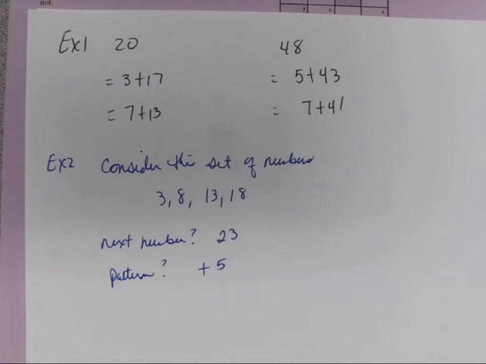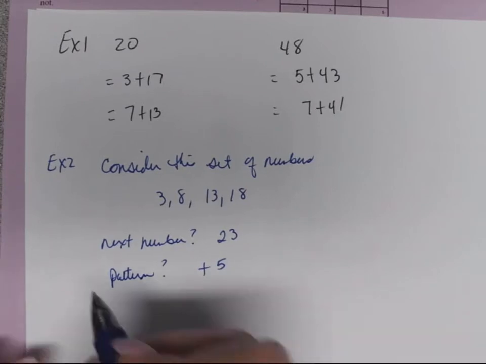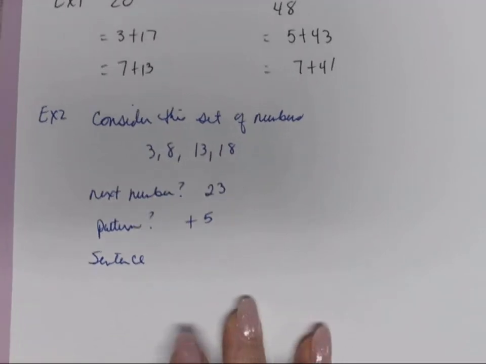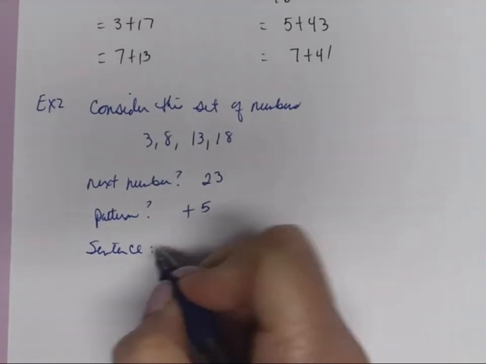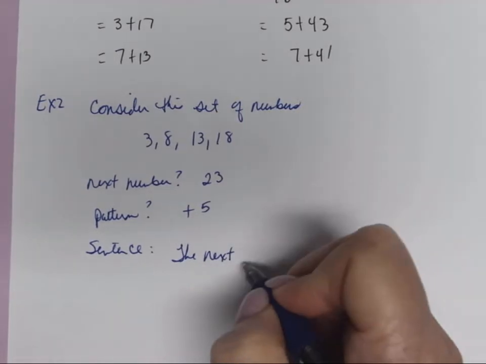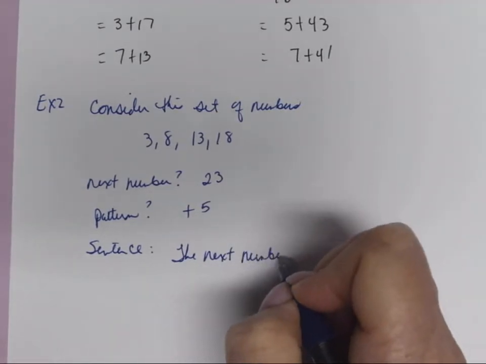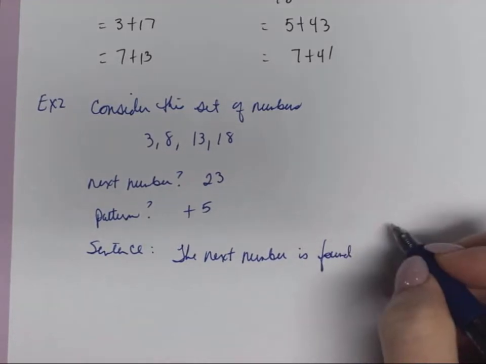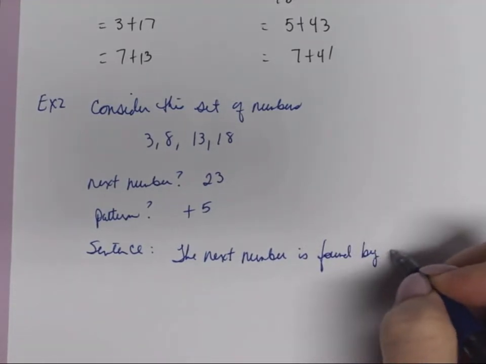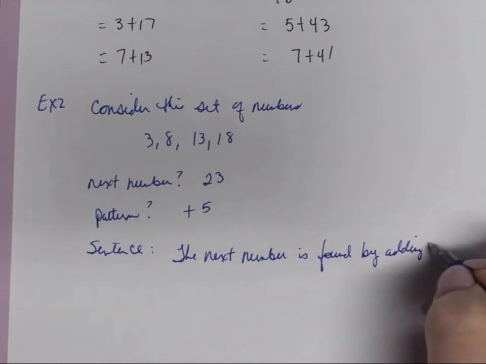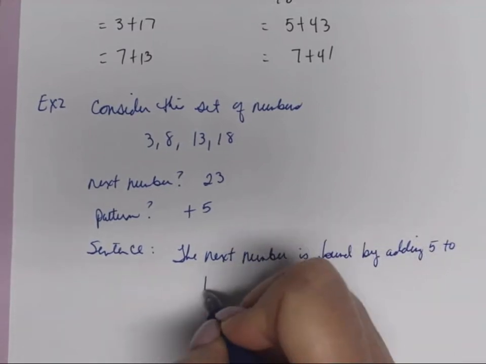Now, if we wanted to write this as a sentence, we could say that the next number is found by adding 5 to the previous number.